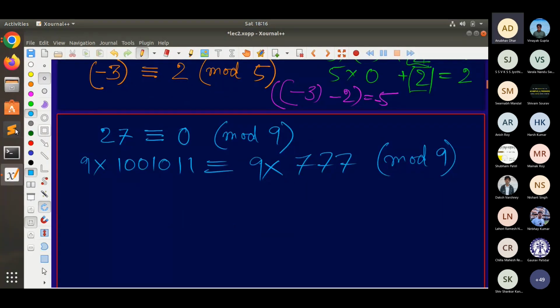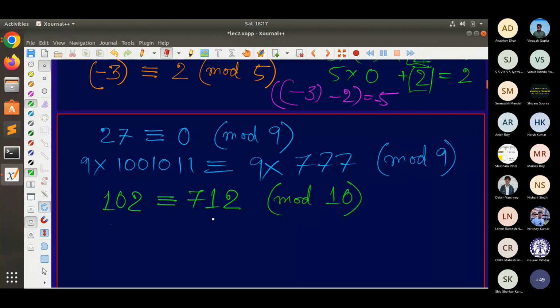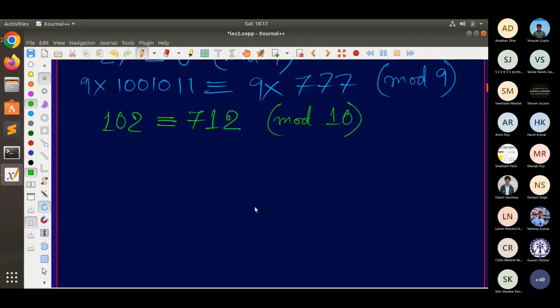And just for a final example, I'll state that 102 is congruent to, let's say, 712 mod n. So you can see that dividing this gives you a remainder of 2 and dividing this gives you a remainder of 2. So now everyone's clear with the definition.